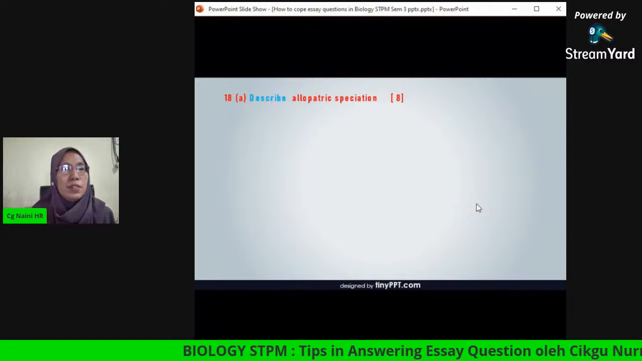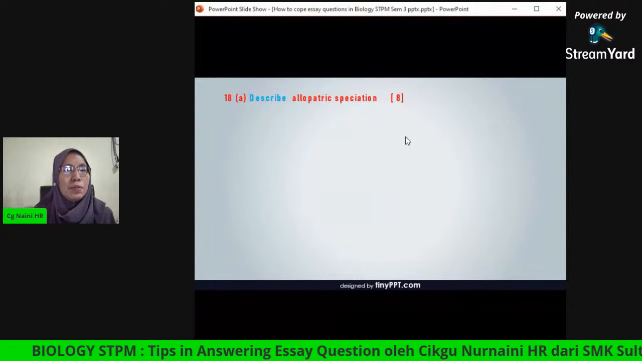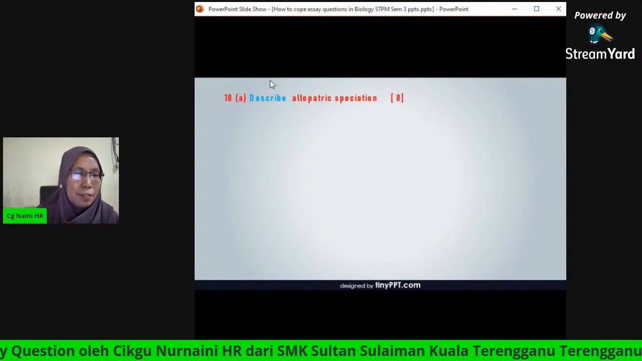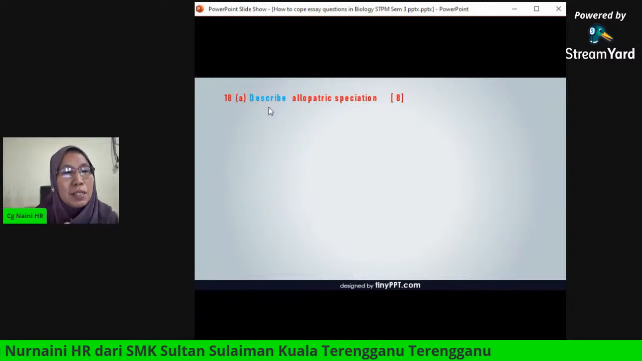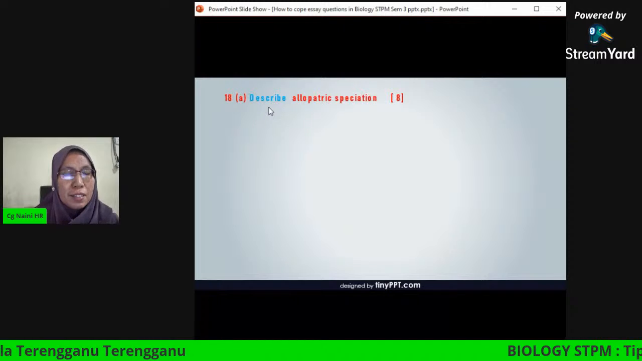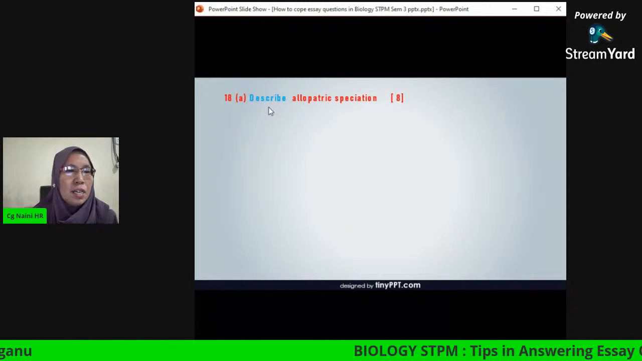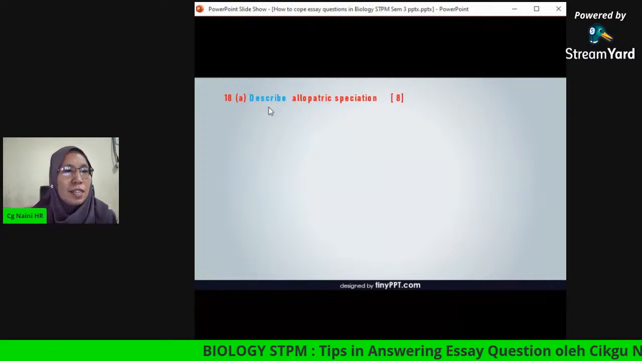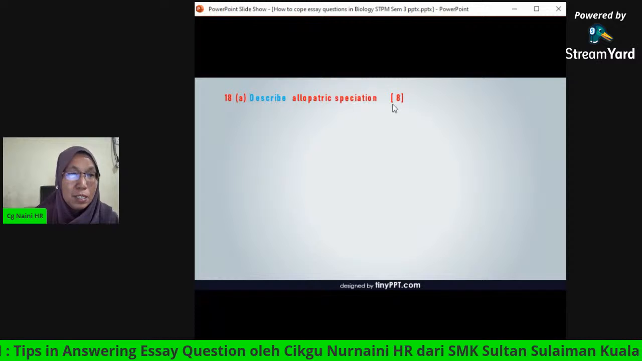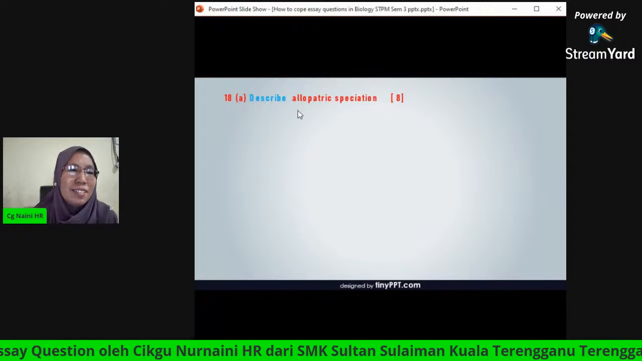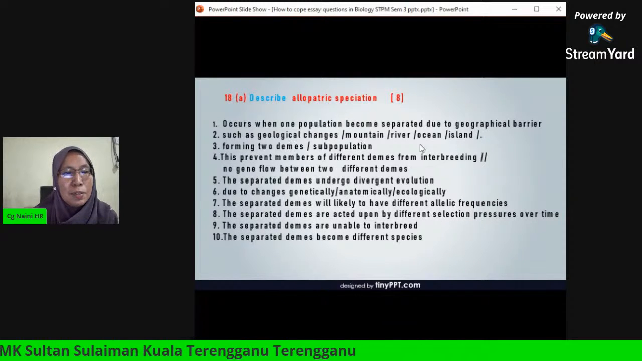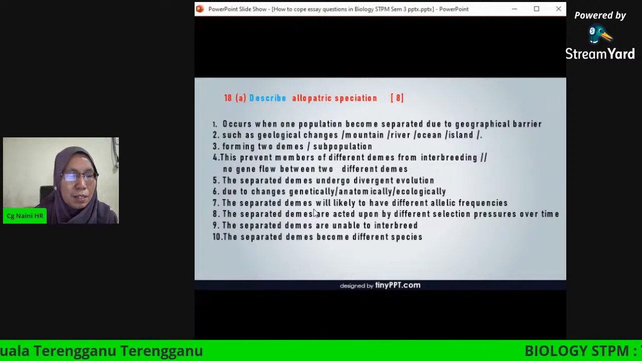If you see this question, the action word says describe. For describe, that means you must elaborate more, explain more. Describe is actually for a process or for facts. So this one is for a process. Describe allopatric speciation, for 8 marks. That means you must describe allopatric speciation. You must write in essay type.